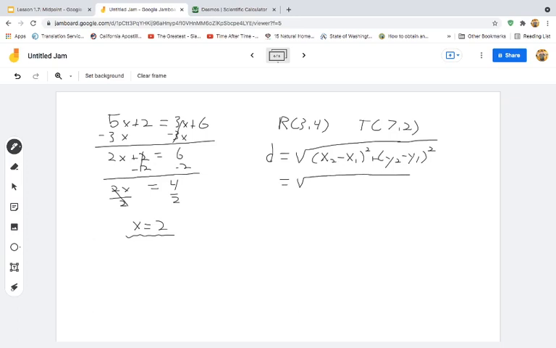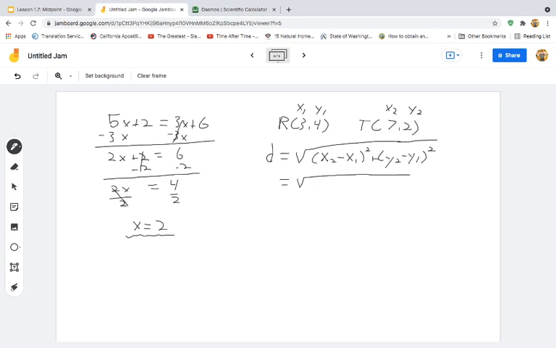Okay, now if you remember from the last lesson, I always recommend that you label everything so you don't accidentally switch numbers and get the wrong answer after so much hard work. So we'll go ahead and label point R x1, y1, and then over on T, we will label that x2, y2, and then we will use these to plug into our distance formula.